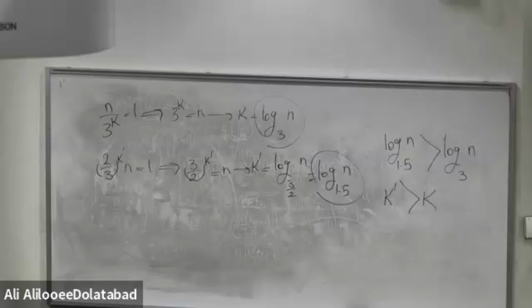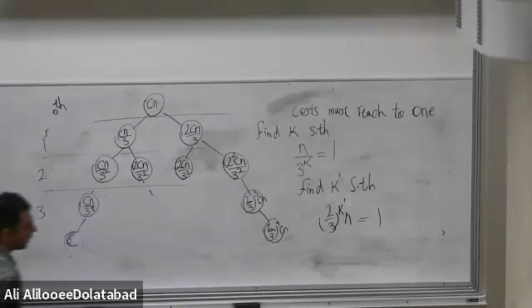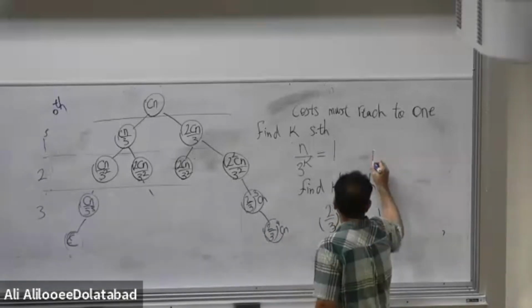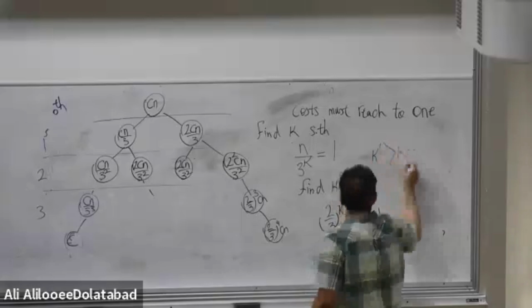Do you know what it means? It means from one side you will reach the last level faster. More precisely, from the left side you will reach the last level faster. Let me come back to this. Then here we can say why. Because I have k prime, it is easy to see that k prime is bigger than k.